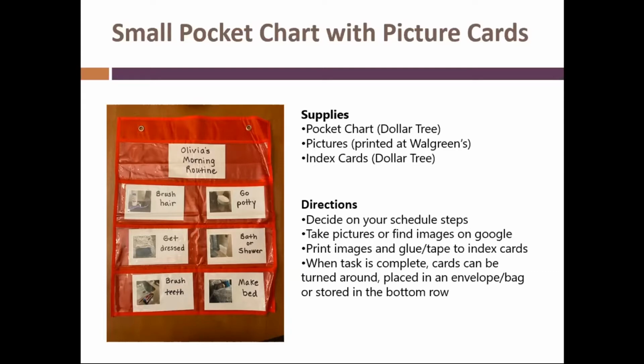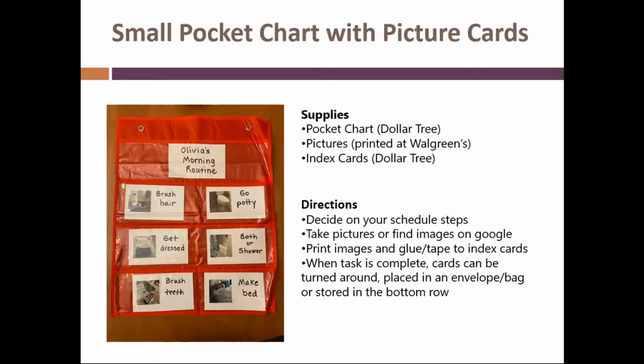So this simple example is just a pocket chart that I picked up at Dollar Tree. I just did the pictures. I actually went around the house and took pictures of the steps, and then printed those pictures at Walgreens and stuck them on the index cards. We have the evening routine written on the back of that top one. You can put them in the order you want. You can turn them around when they're done.